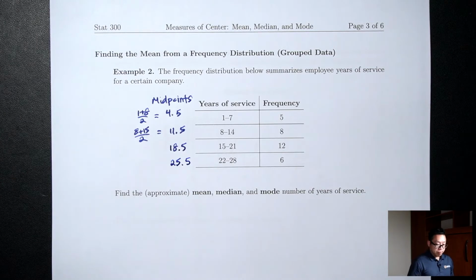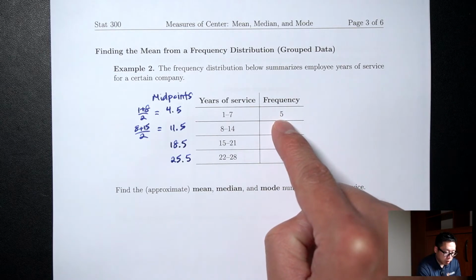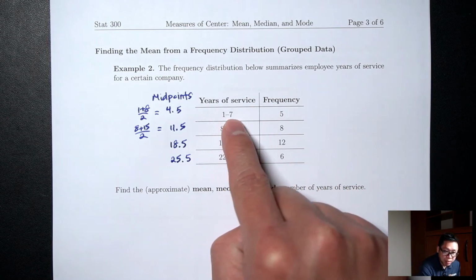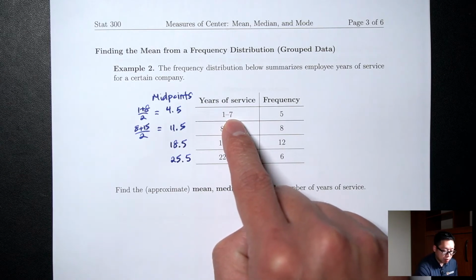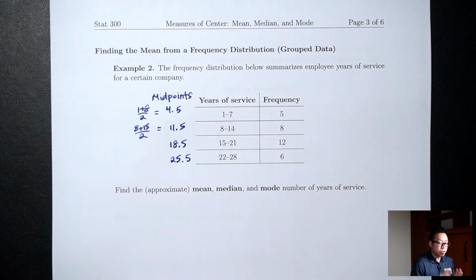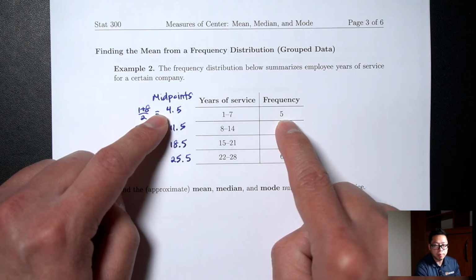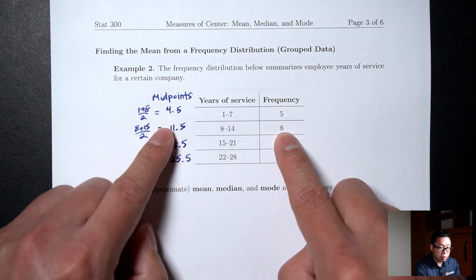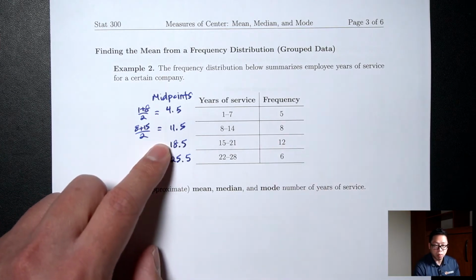And that's my midpoints. So here's where the approximation comes in. I know there's 5 people who have somewhere between 1 and 7 years of service. Okay? I don't know what those actual numbers are. I just know that they're somewhere between 1 and 7. So the approximation is, we're just going to assume that all 5 numbers are the midpoint. All 8 numbers are 11.5. All 12 numbers are 18.5, and so on.